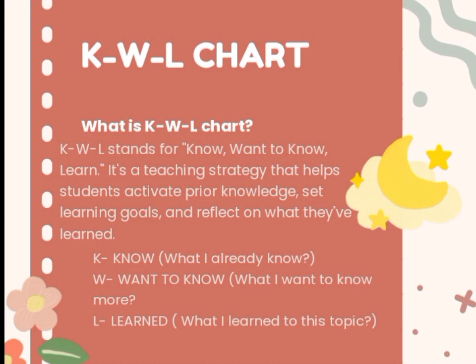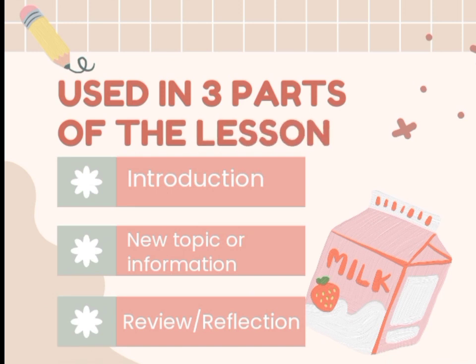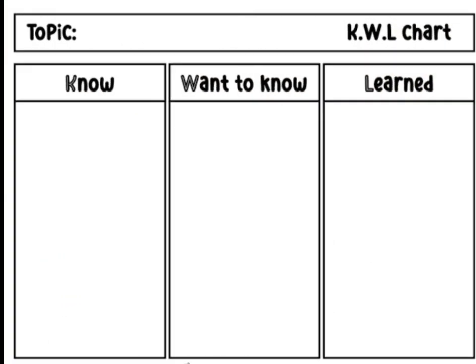We use this KWL in three parts of the lesson: in the introduction, new topic or information, and review or reflection. I'm going to explain how and why later. I have a chart here of KWL. At the top we see the topic, and we have three columns. The first column is K for know, W for want to know, and L for learn.